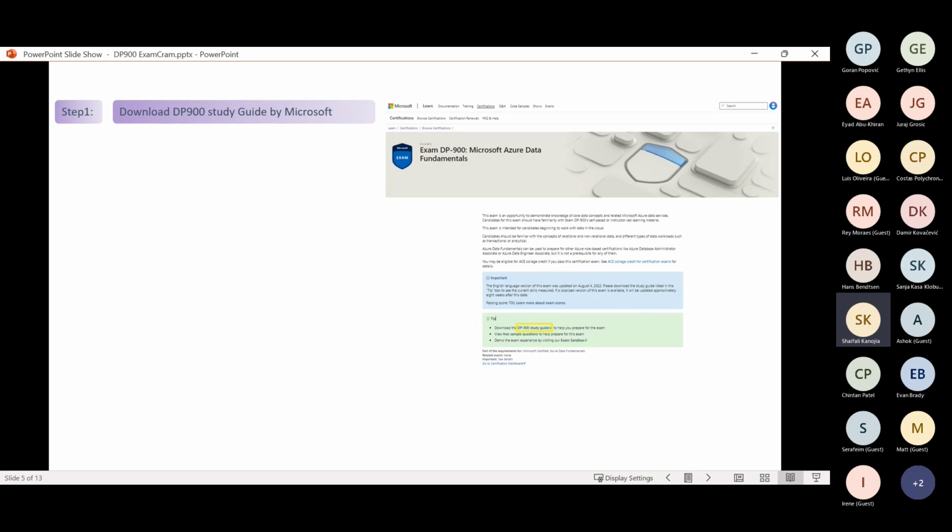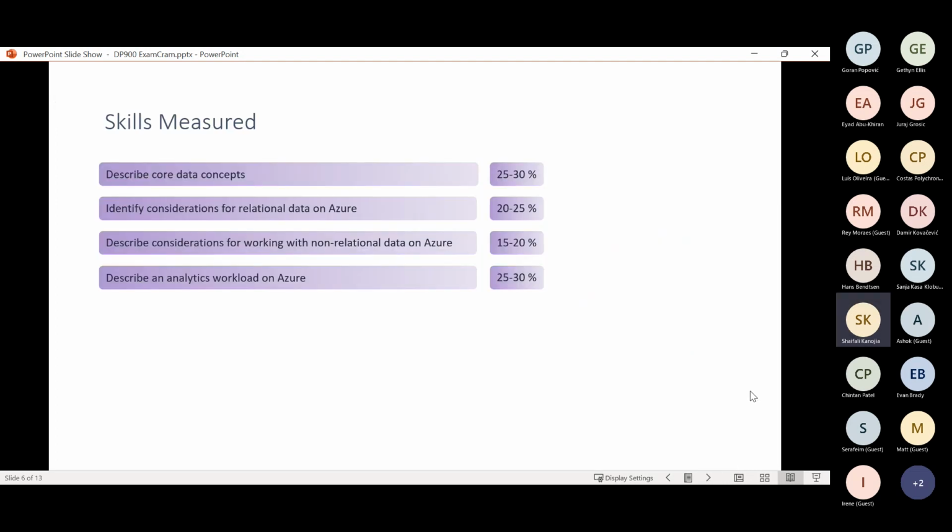And another important thing that it tells you about is the skills measured. These are the skills which they have categorized, and these are the four functional groups into which they have divided their whole certification, and how the questions are weighted accordingly. For example, if we see, the first category is talking about the core data concepts, which is like the first level, and they have given the highest kind of weightage to it.